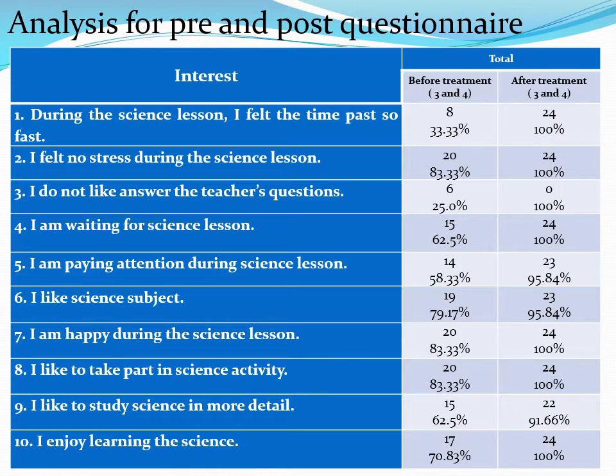Seventh, I am happy during the science lessons. Before the treatments, 20 pupils are happy, but after the treatments, 24 of them are happy during the science lessons. Eighth, I like to take part in science activity. Before the treatments, 20 of them would take part in science activity, but after the treatments, it becomes 24 pupils who like to take part. Ninth, I like to study science in more detail. Before the treatments, only 15 pupils liked to study science in more detail, but after the treatments, it becomes 22. Last, I enjoy learning science. Before the treatments, 17 pupils are enjoying, but after treatments, all of the pupils are enjoying learning science.